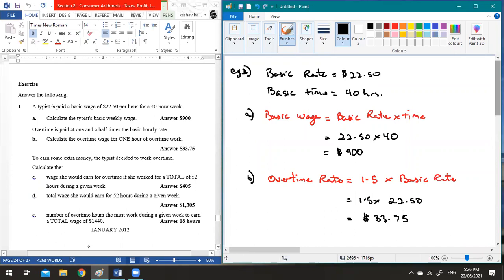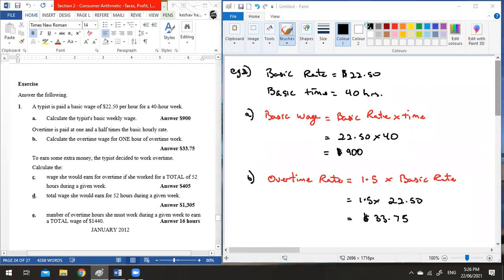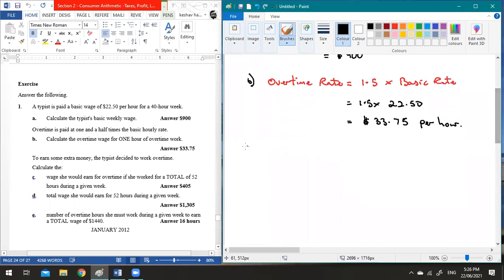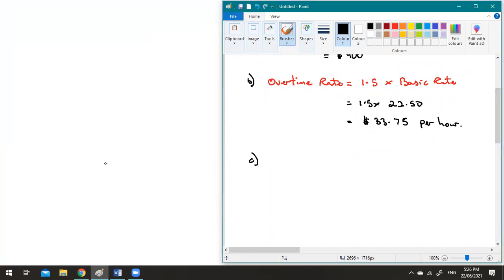33.75. And this is per hour, because this is a rate of pay, right? To earn some extra money, the typist decided to work overtime. Calculate the wage she would earn from overtime if she worked for a total of 52 hours given this week. So they asked for the overtime wage, right?